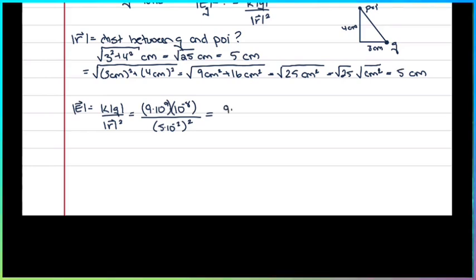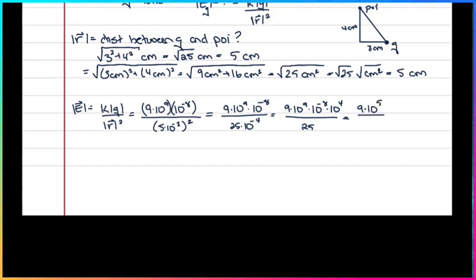So it's 9 times 10 to the 9 times 10 to the minus 8 all over 25 times 10 to the minus 4. I can combine the exponents. I'll write it out explicitly: I can bring the 10 to the minus 4 upstairs. So I have 9 plus 4 minus 8. So it's 9 times 10 to the 5, all over 25.